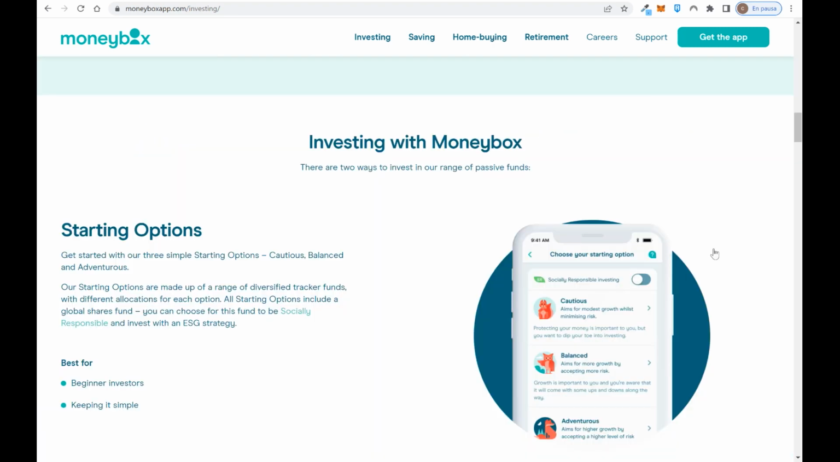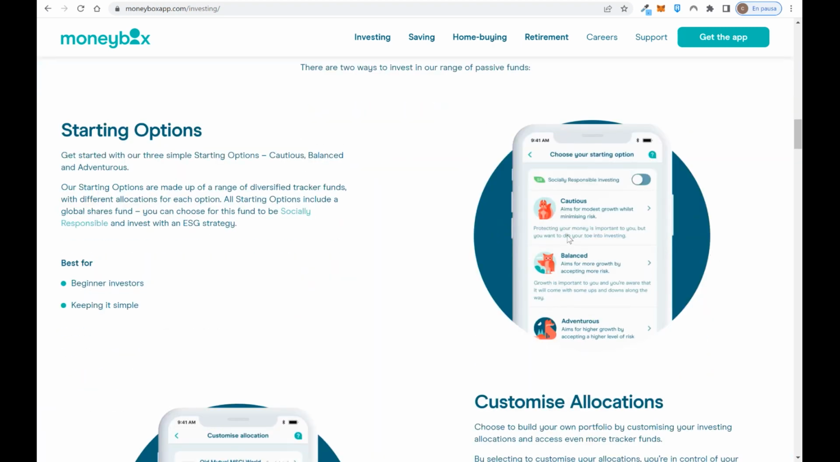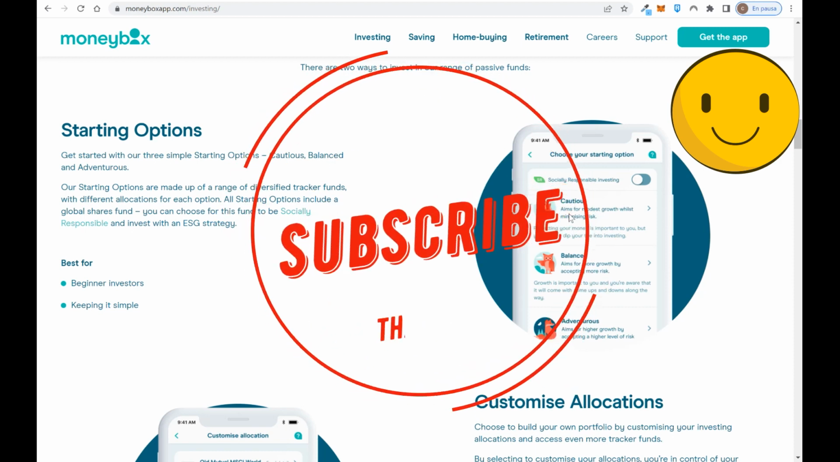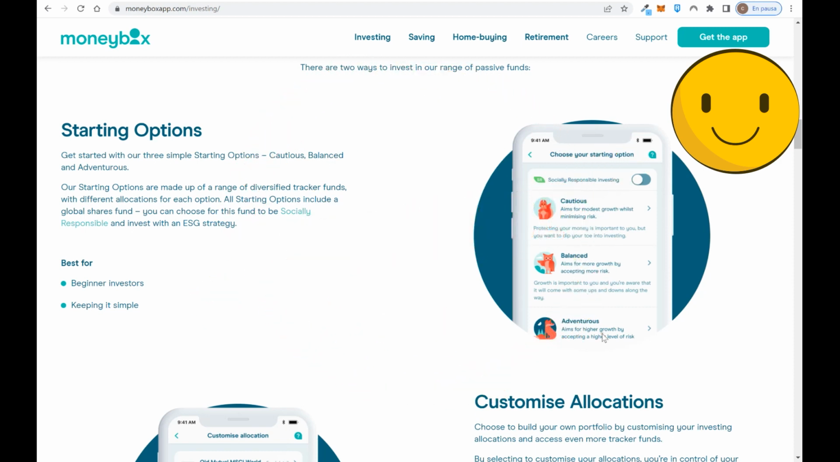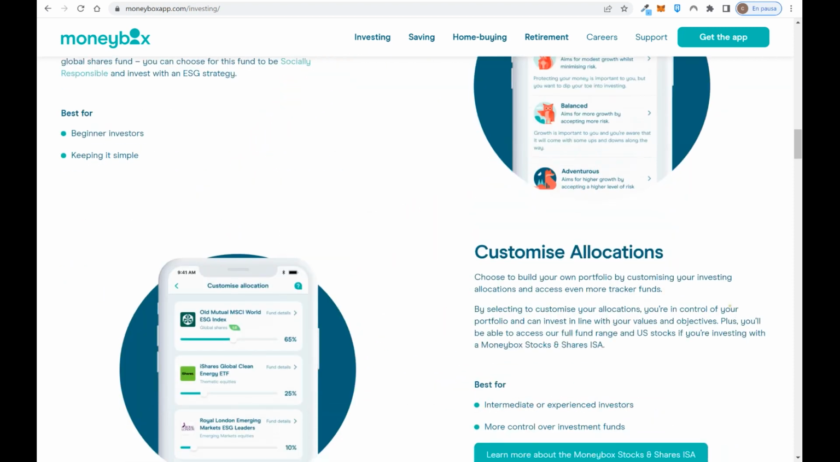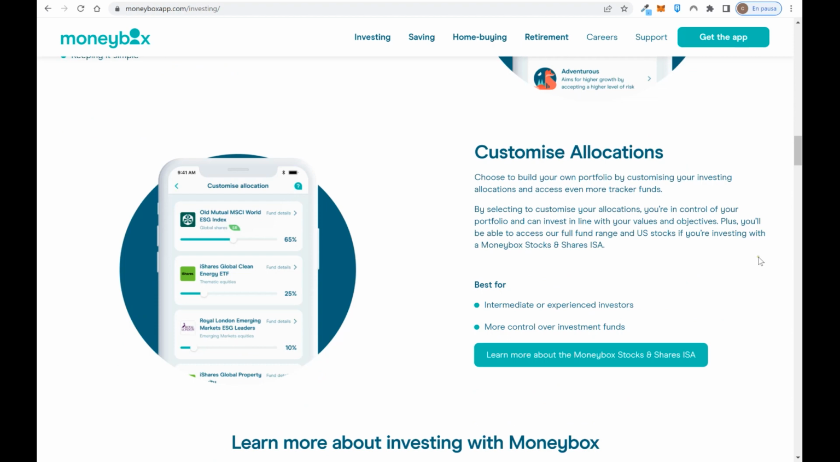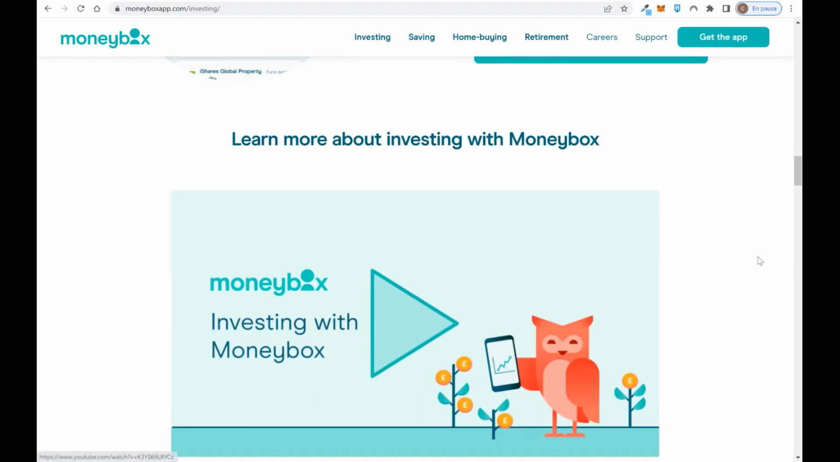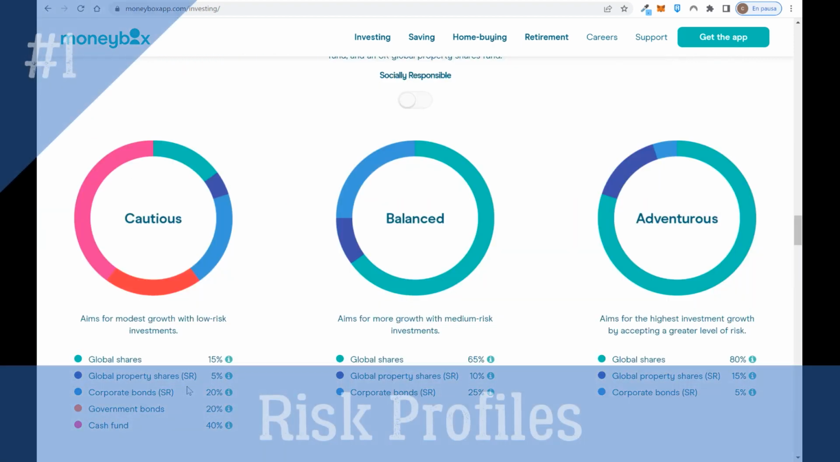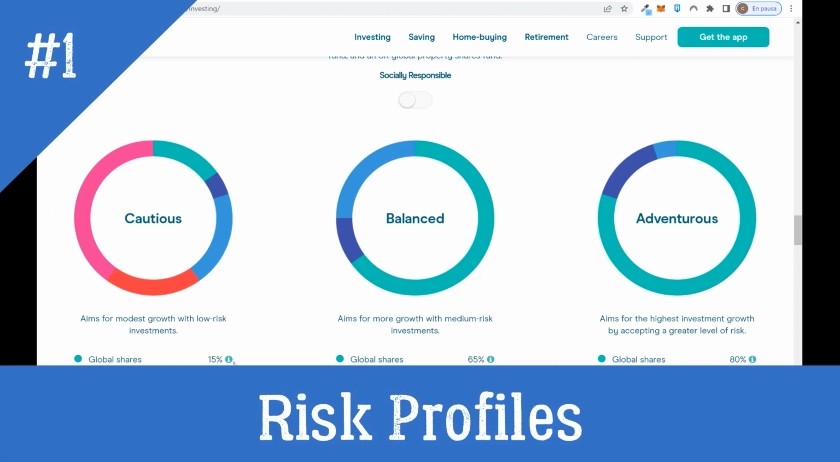They develop different types of profiles, so you have to decide if you are a cautious investor, a balanced investor, or an adventurous investor. And based on that decision, that is really important for you to think about, based on your risk tolerance, you have to decide which type of profile is better for you. So based on your decision, you're going to have different allocation on different assets.